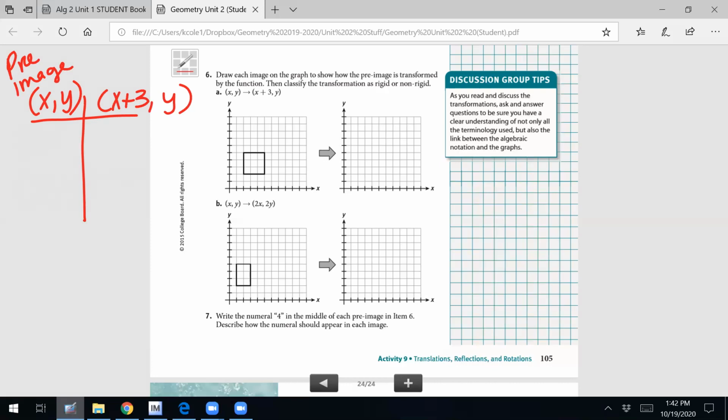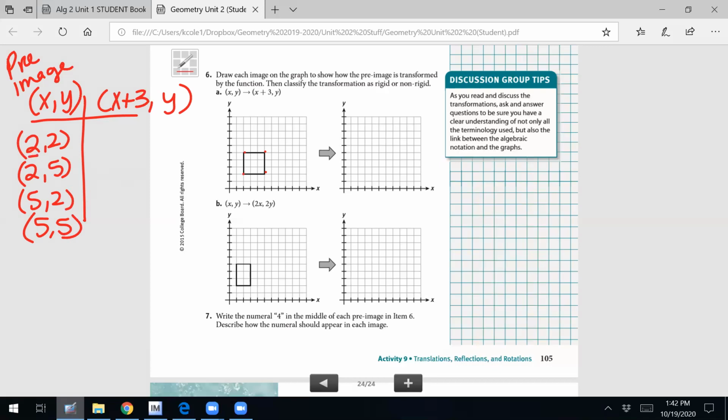So we need to identify each of the 4 corners. So this one's at 2, 2. Then we have 2, 5. Then we have 5, 2, and 5, 5. Did I remember that right? Are those the right points? I think so. Okay, now what I'm going to do from there is add 3 to each of the X's.